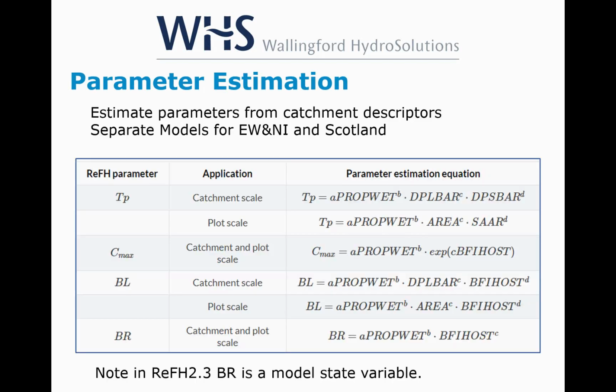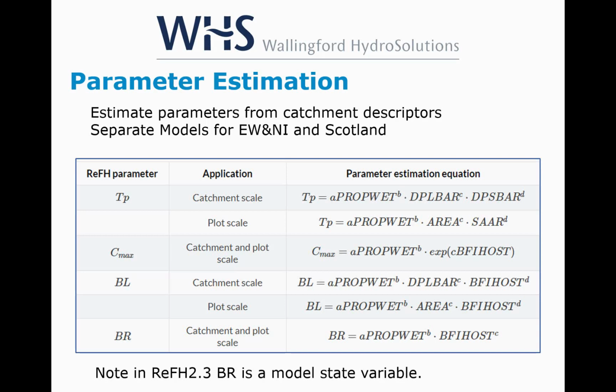So most of the time we don't have observed data, so we can't calibrate those parameters. So we estimate them based on catchment descriptors that can be obtained from the FEH web service. TP, the time to peak, is controlled by the PROPWET, which is a sign of how wet a catchment is and the sort of soil moisture deficits that build up. The DPLBAR, which is an indication of both how big the catchment is and the shape of the river network within that catchment. And the DPSBAR, which is the slope. So that's exactly as expected. You'd expect the time to peak to be related to how steep a catchment is and how efficient that network is as well.